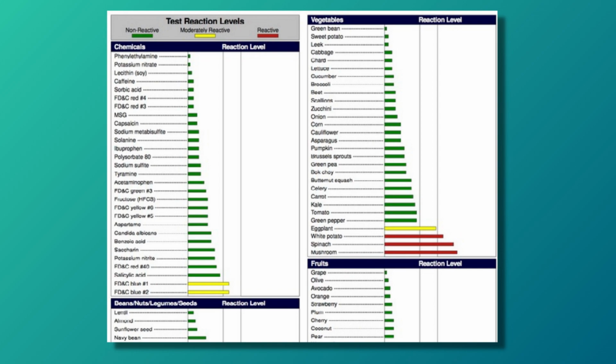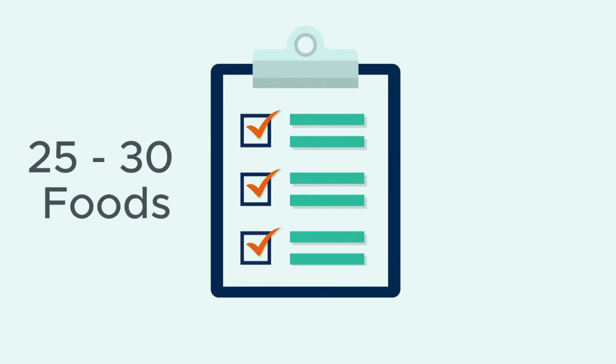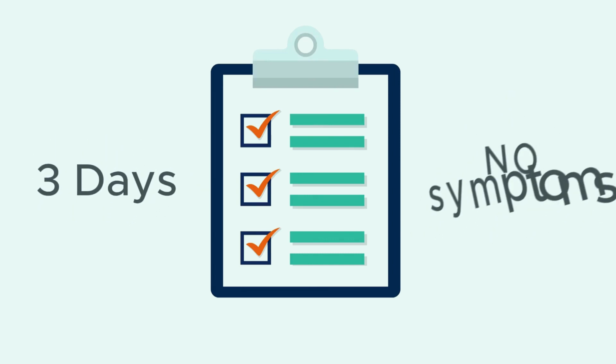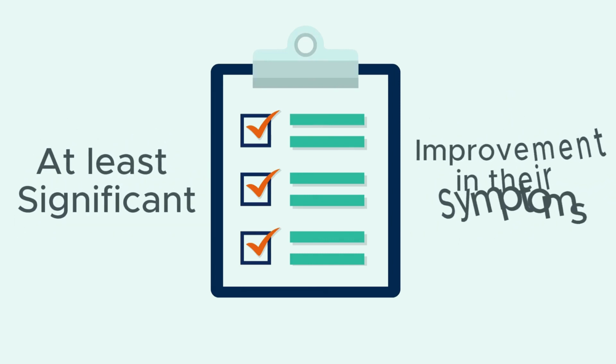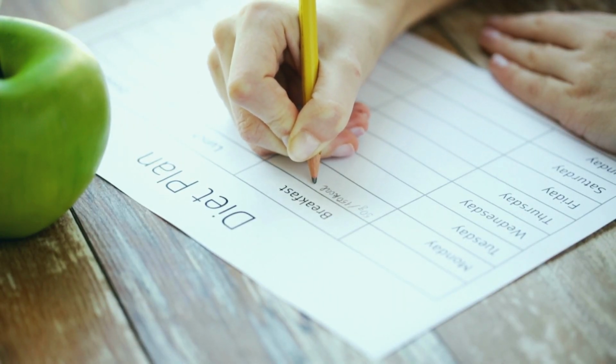So then what we would do with these results is take all the really low reactive foods and make a list of about 25 to 30 foods that people eat for about 10 days, or until they have 3 days of no symptoms, or at least significant improvement in their symptoms. Then we start to add foods to the original 25 to 30 foods to determine which foods are causing problems for people. Okay, so that's it for the specifics of MRT testing.